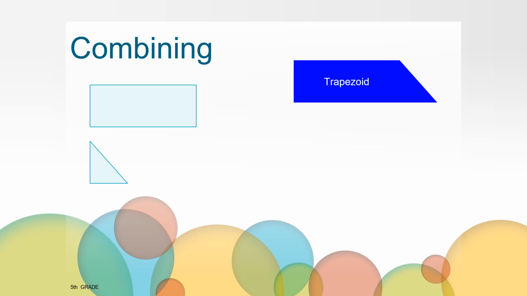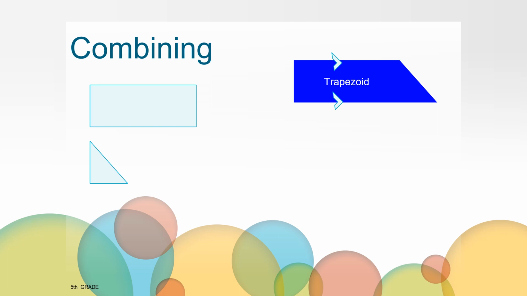One way we could combine the rectangle and the right triangle is to create a trapezoid. We can translate the triangle to the side of the rectangle so that the new polygon has exactly one pair of parallel sides. These arrows on the top and bottom of the trapezoid signify that those line segments are parallel to each other.